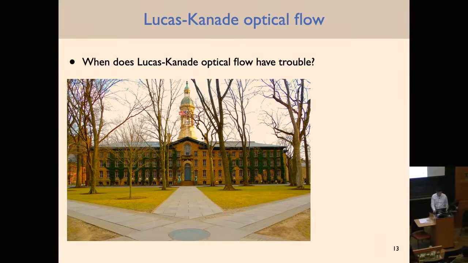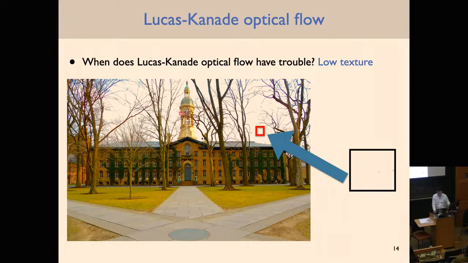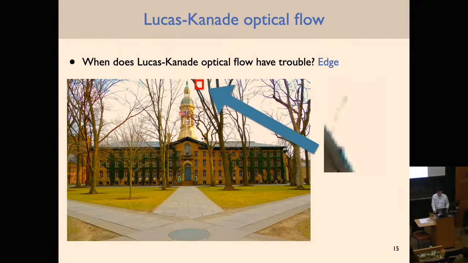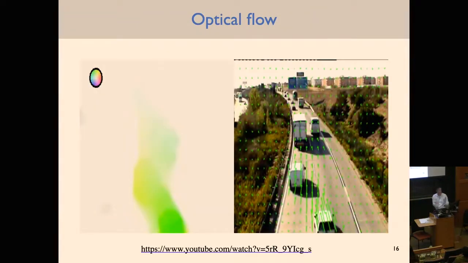So I guess, when does this Lucas-Kanade algorithm that we described have trouble? We discussed these situations, but just to reiterate, if there's some portion of the image that has very low texture or no texture, then that's a hard case. The other one was this edge where Ix is equal to Iy, or the other ones where one of the gradient directions is equal to zero.